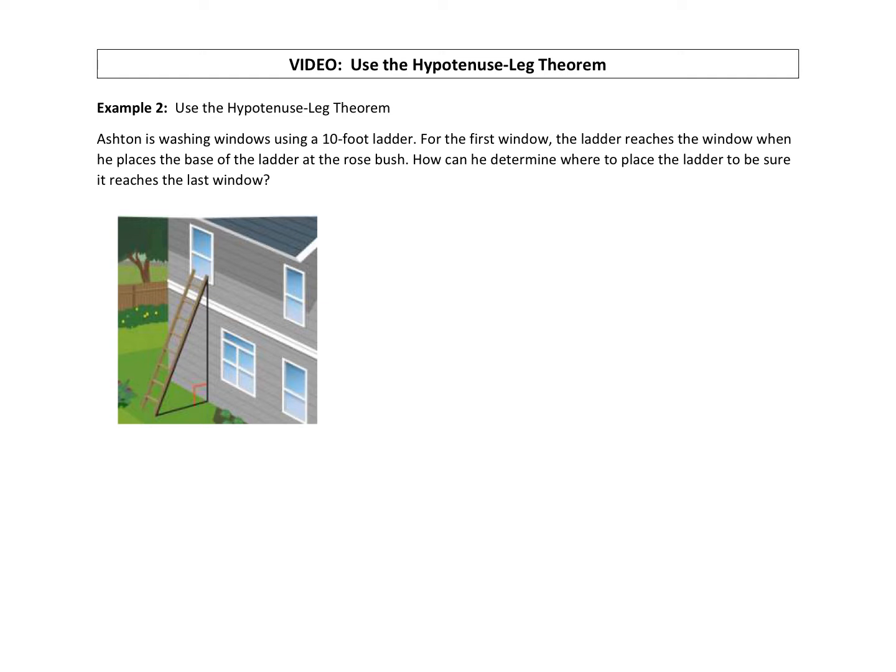Great, okay. How can he determine where to place the ladder to be sure it reaches the last window? So over here, he wants to place the ladder similarly so that it reaches the window. So we can see that there is a right triangle formed with the side of the house and the ground. Those are perpendicular, giving us a right angle. And then the ladder is closing that off to give us a right triangle.